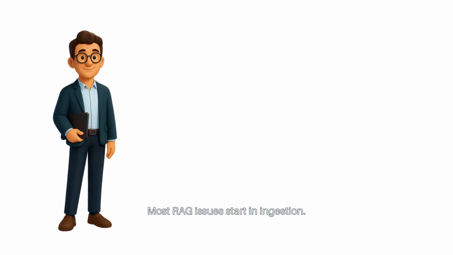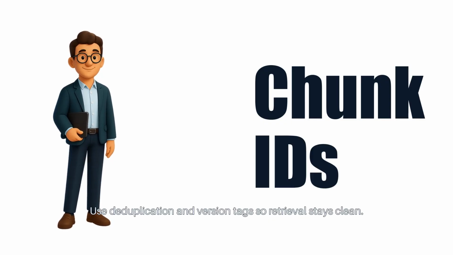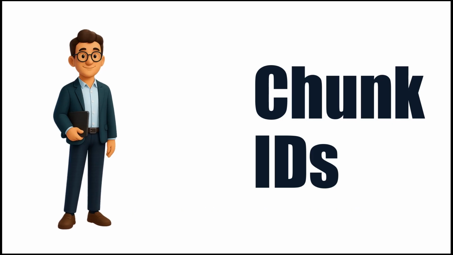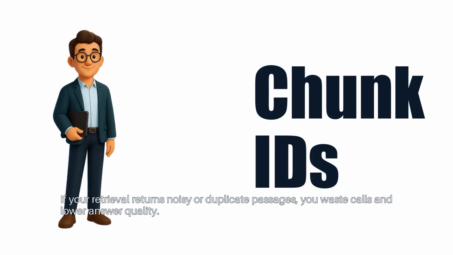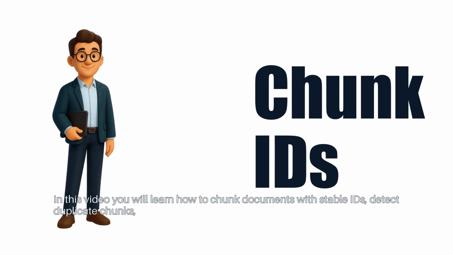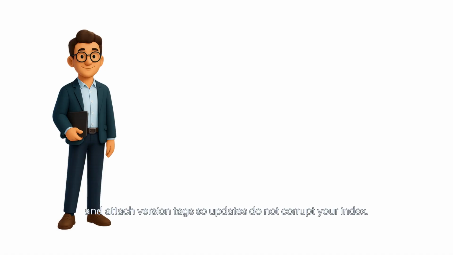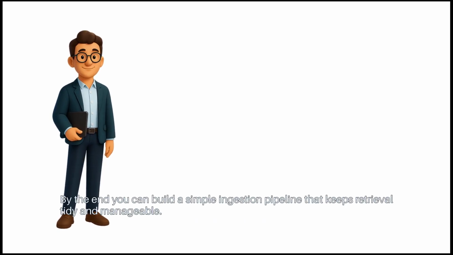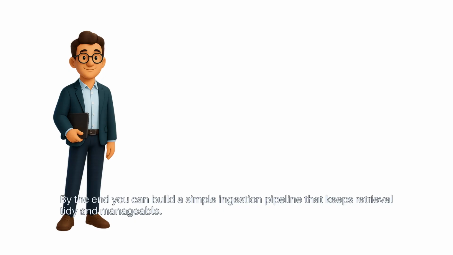Most RAG issues start in ingestion. Use deduplication and version tags so retrieval stays clean. If your retrieval returns noisy or duplicate passages, you waste calls and lower answer quality. In this video, you will learn how to chunk documents with stable IDs, detect duplicate chunks, and attach version tags so updates do not corrupt your index. By the end, you can build a simple ingestion pipeline that keeps retrieval tidy and manageable.